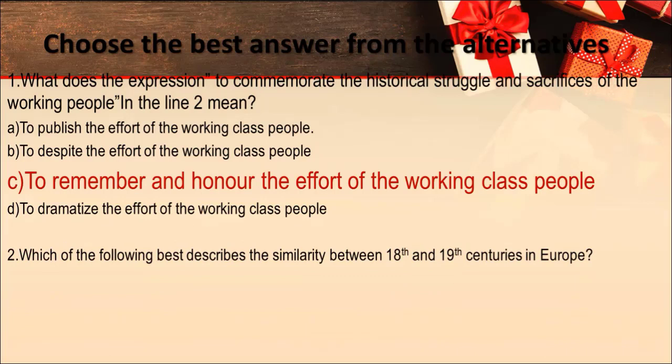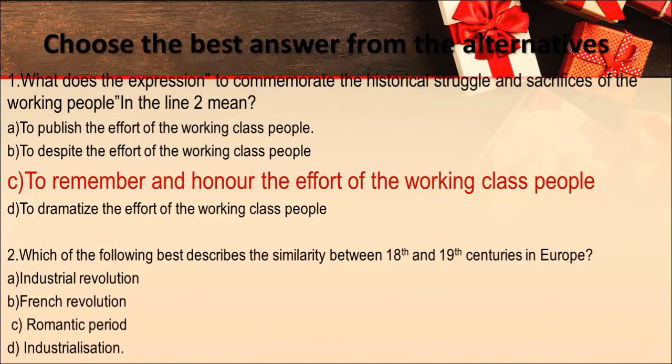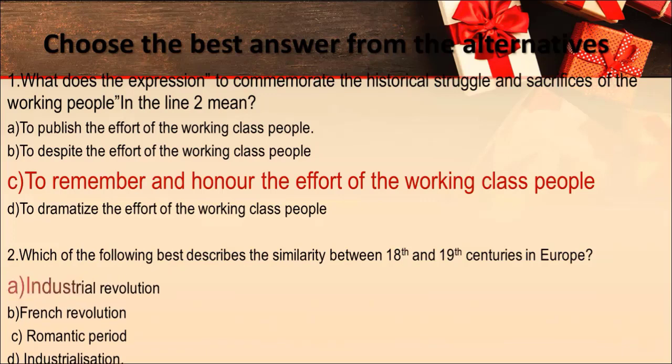Question number 2. Which of the following best describes the similarity between 18th and 19th century in Europe? The option A, Industrial Revolution, B, French Revolution, C, Romantic period, D, Industrialization. And the answer is Industrial Revolution. Question number 3. Which of the following word describes the program taken by the workers? The options are A, Hartal, B, Procession, C, Strike, D, March. And the answer is C, Strike.